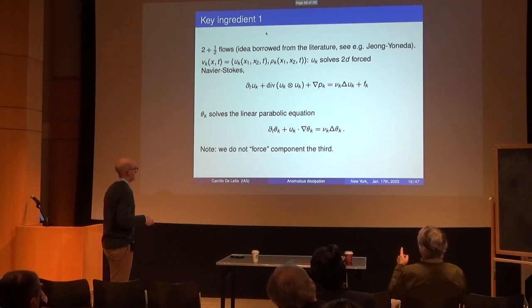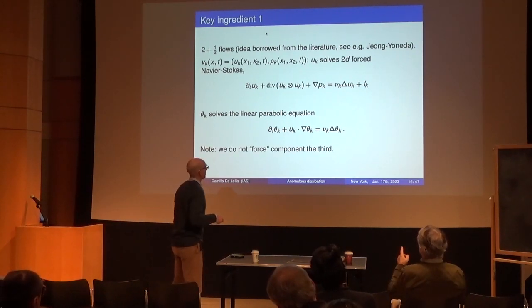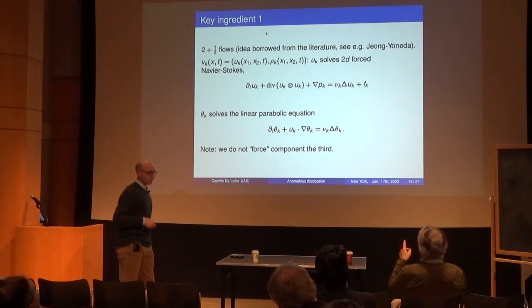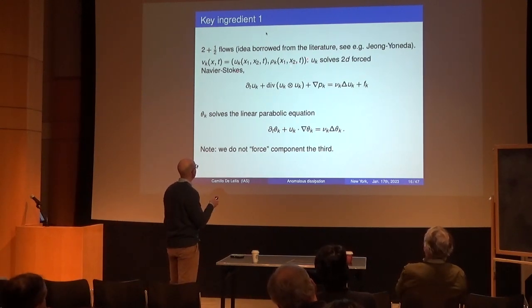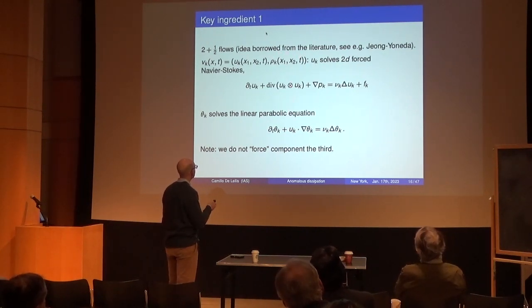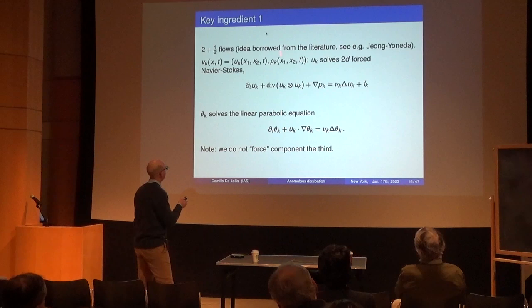Right, k is the index of the sequence. Yes, k is the index of the sequence. uk is the two-dimensional component. So your three-dimensional vector has a two-dimensional component and the third dimensional. And for some reason, the third dimensional became, from rho k, theta k. Oh, I see. Yeah, so this one should be theta k.